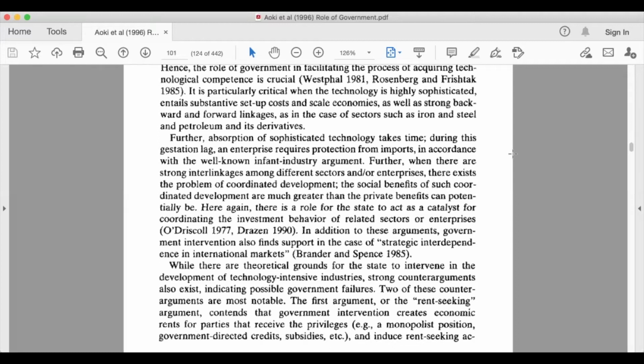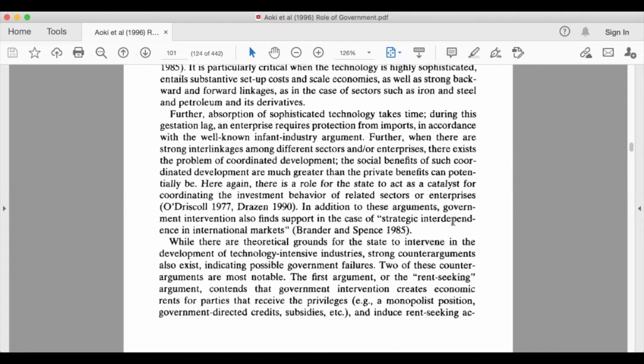The backward and forward linkages apply to supply chains. Are all the raw materials required for this technological process available? Are they available at the same time? Forward linkages have to do with what your marketing channels are. How do we actually send these out to retail? Is there sufficient demand? Is there sufficient space for storage? How do we manage all of these kinds of things? And so the sectors that are mentioned here, iron and steel, petroleum and its derivatives, are classic examples of advanced technologies requiring all of these kinds of features.